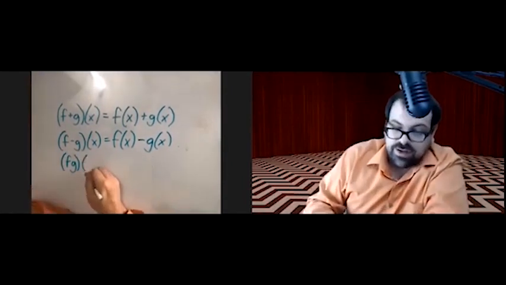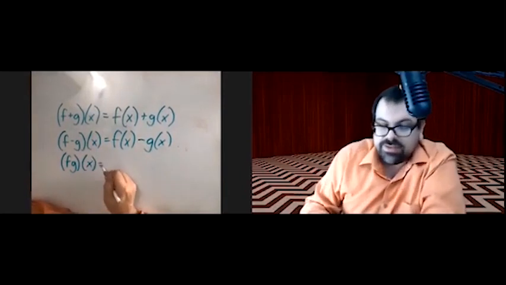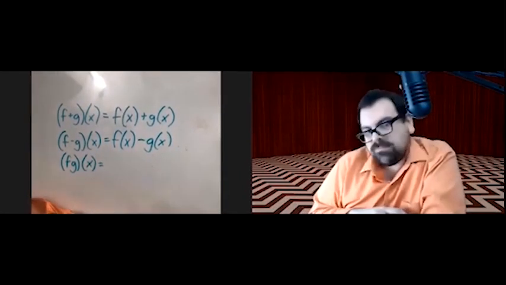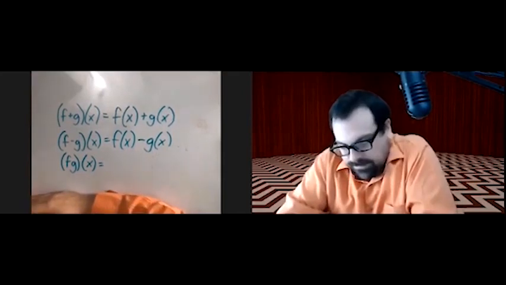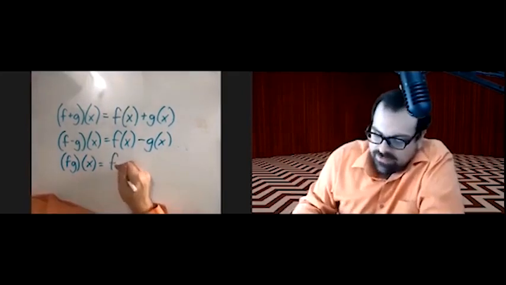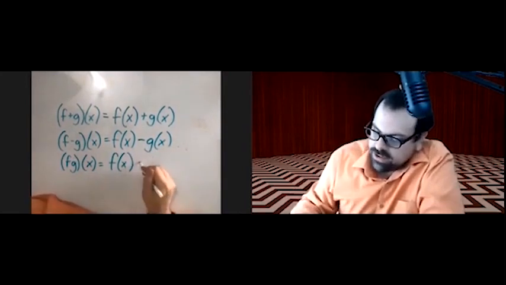f times g of x. Guess what that means? I don't think you can do it. Oh, crap, you did it. F of x times g of x, sure.